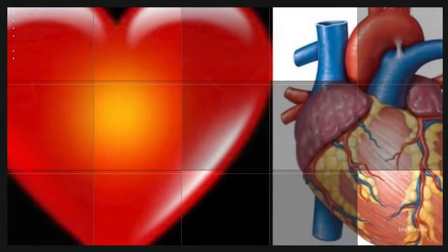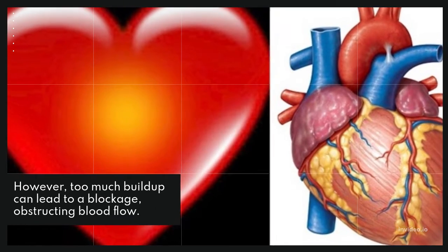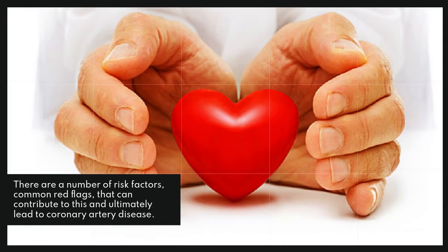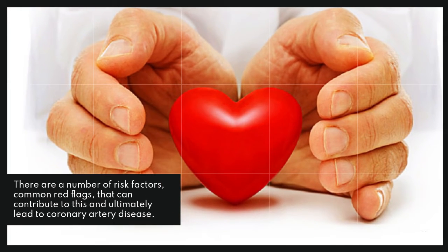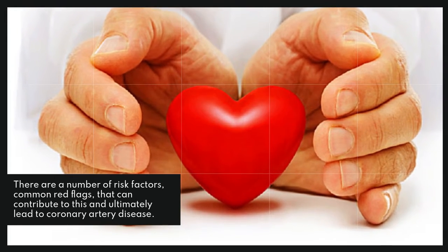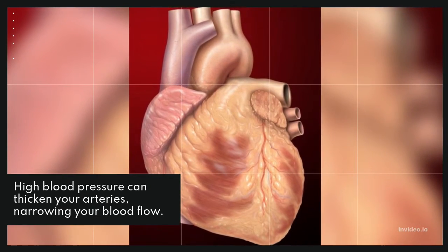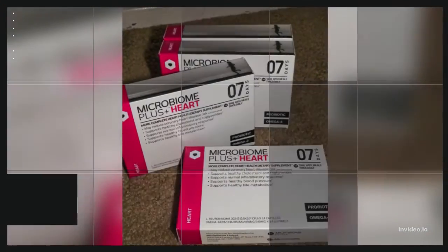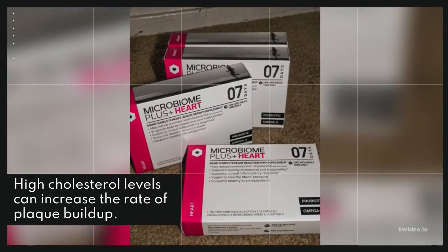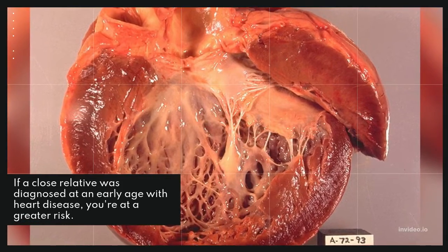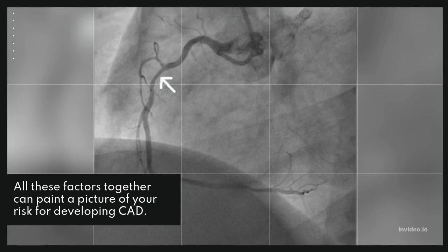However, too much buildup can lead to a blockage, obstructing blood flow. There are a number of risk factors, common red flags, that can contribute to this and ultimately lead to coronary artery disease. High blood pressure can thicken your arteries, narrowing your blood flow. High cholesterol levels can increase the rate of plaque buildup. If a close relative was diagnosed at an early age with heart disease, you're at a greater risk. All these factors together can paint a picture of your risk for developing CAD.